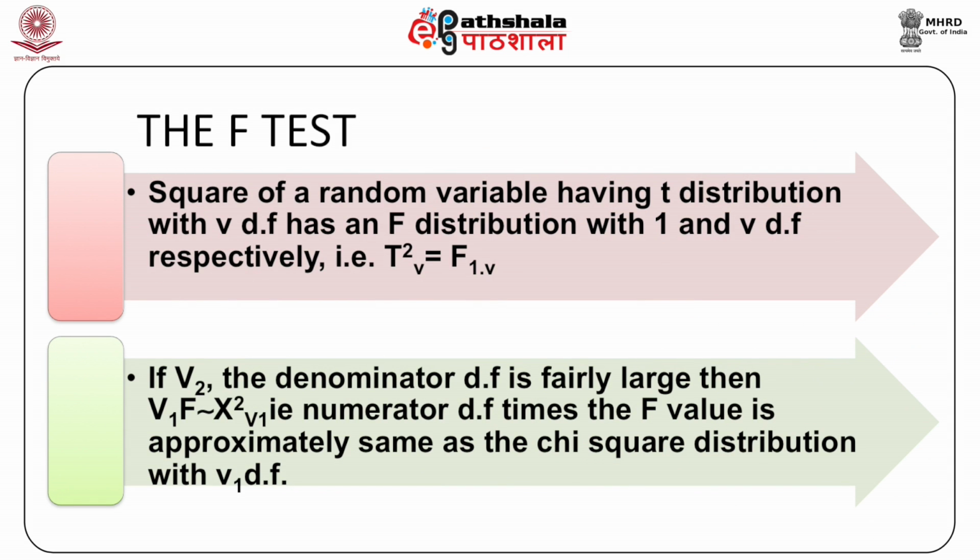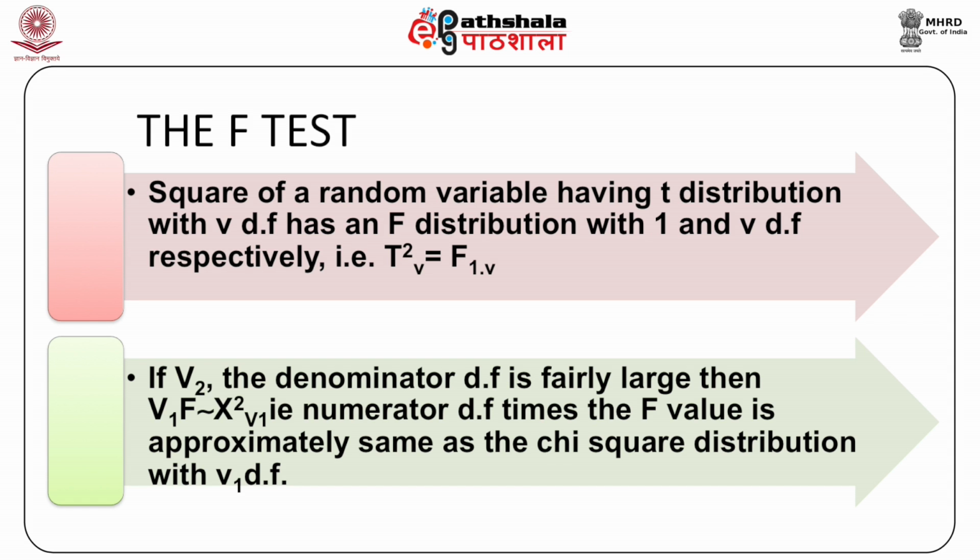The square of the random variable having t distribution with v degrees of freedom has an F distribution with 1 and v degrees of freedom respectively. t squared v is equal to F(1, v). If V2, the denominator's degrees of freedom, is fairly large, then V1 times F is approximately a chi-squared with degrees of freedom V1, that is, the numerator degrees of freedom times the F value is approximately the same as the chi-square distribution with degrees of freedom V1.